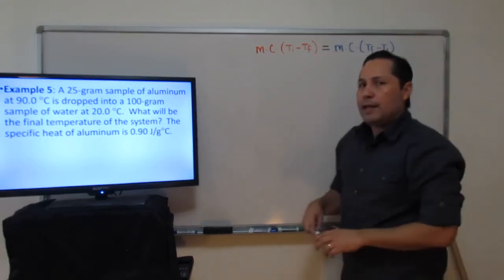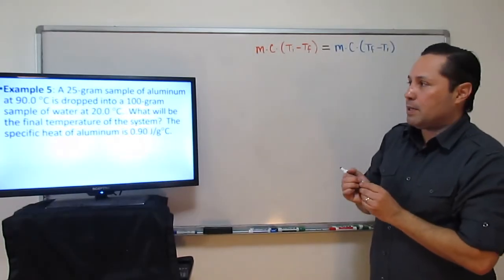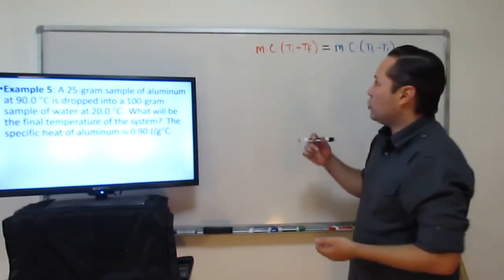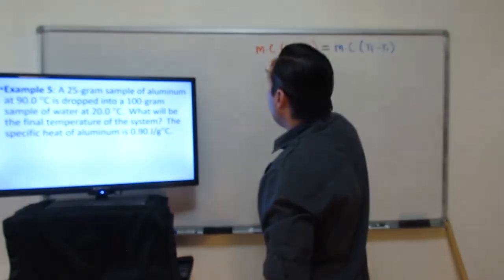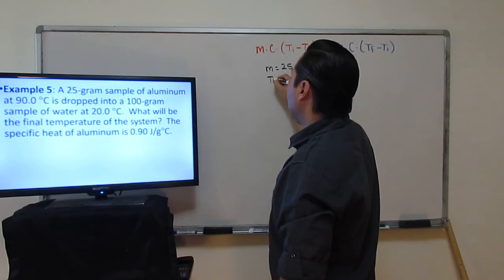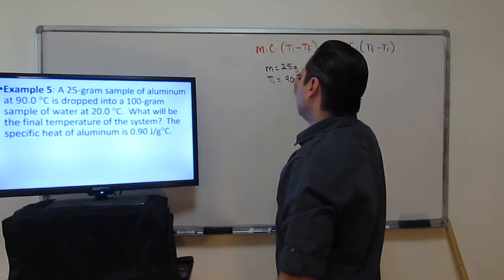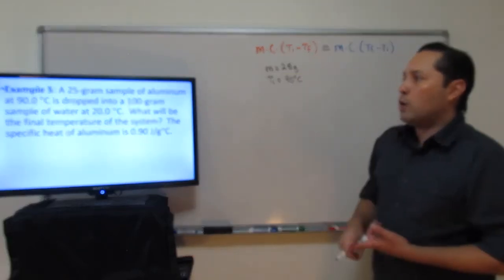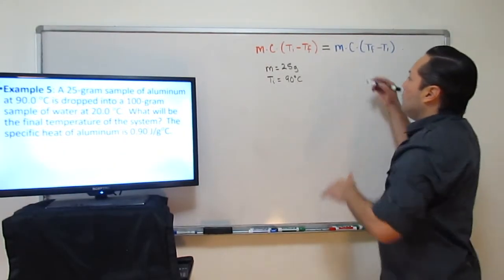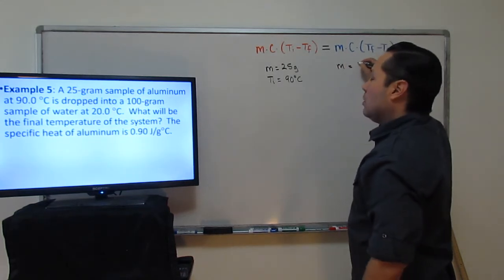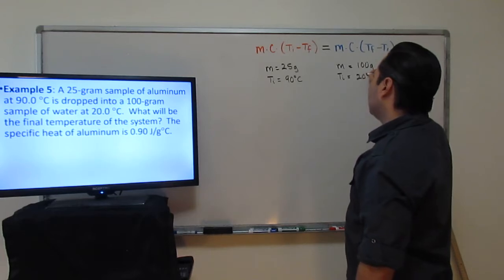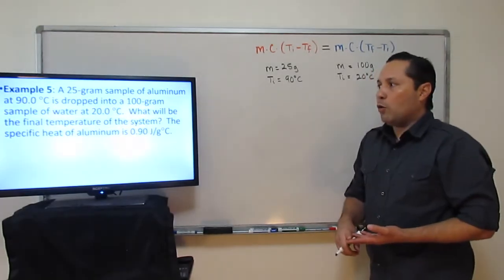Let's read the problem while at the same time writing all the information. A 25 gram sample of aluminum at 90 degrees Celsius. So that's for the left-hand side. M is 25 grams and Ti is equal to 90 degrees Celsius. It is dropped into 100 grams of water at 20 degrees Celsius. So here's the water. Mass of the water is 100 grams, and the initial temperature of the water is 20 degrees Celsius. Next, what will be the final temperature?